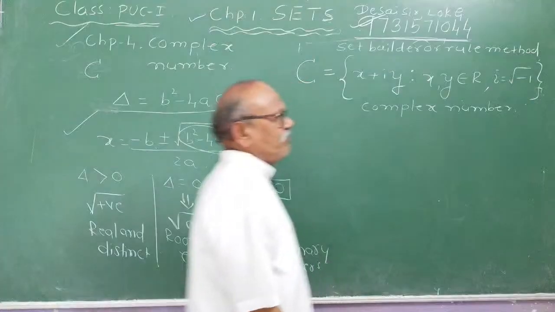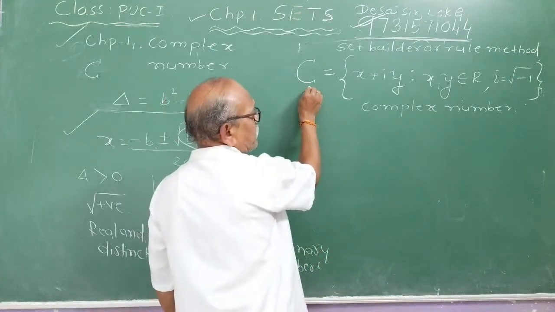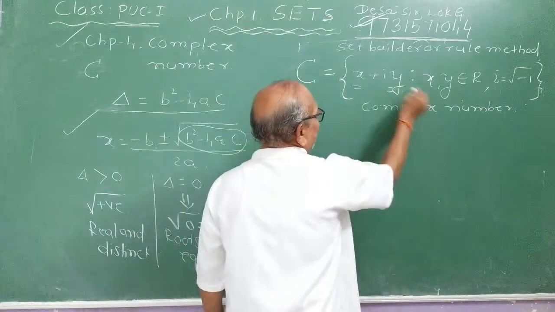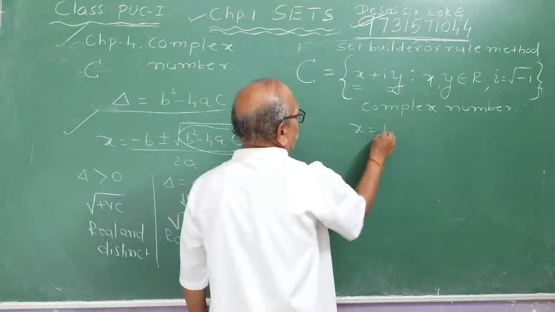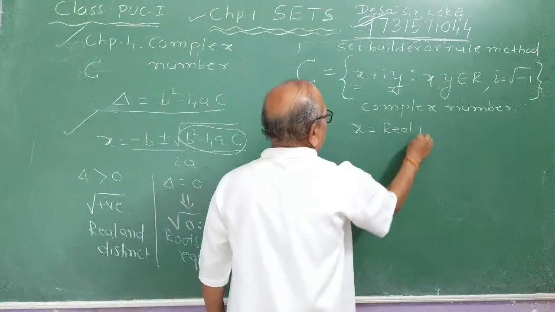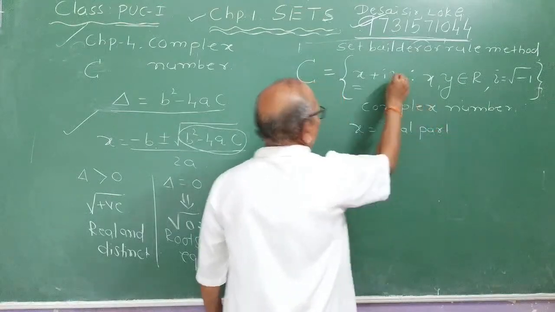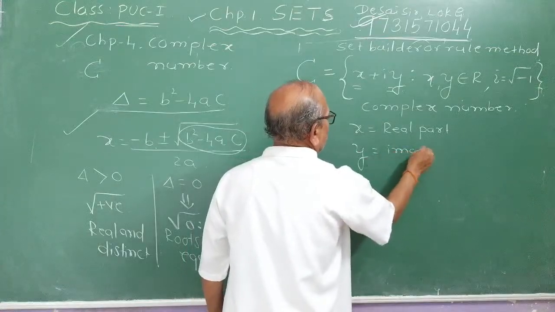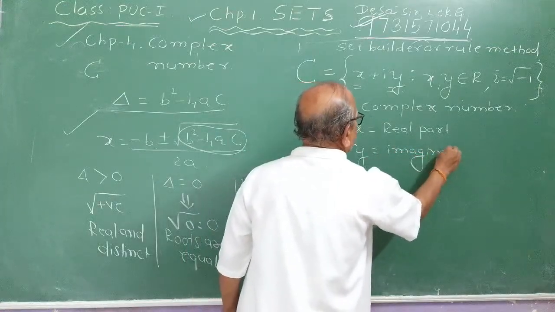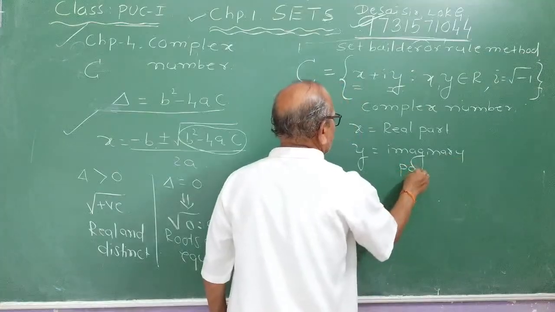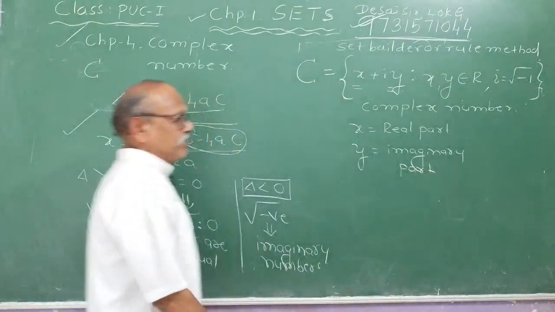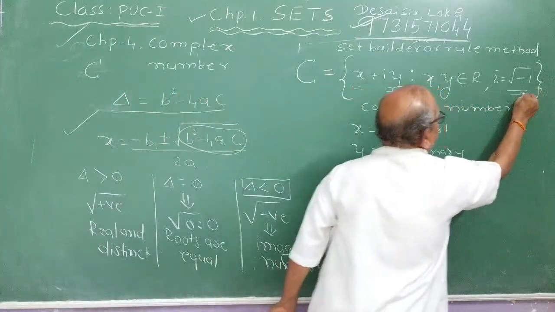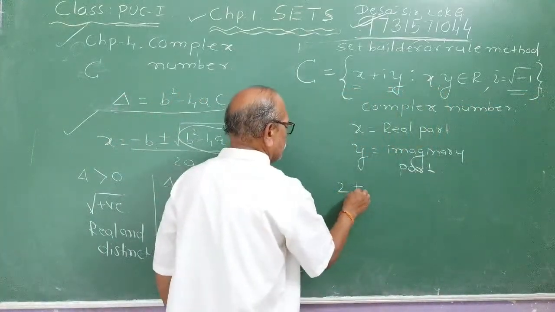How do you define the complex number? A complex number is the set of all x plus iy such that x is called the real part. And y is called the imaginary part. Imaginary part means under root negative numbers, where i is equal to root of minus 1, like 2 plus 3i.